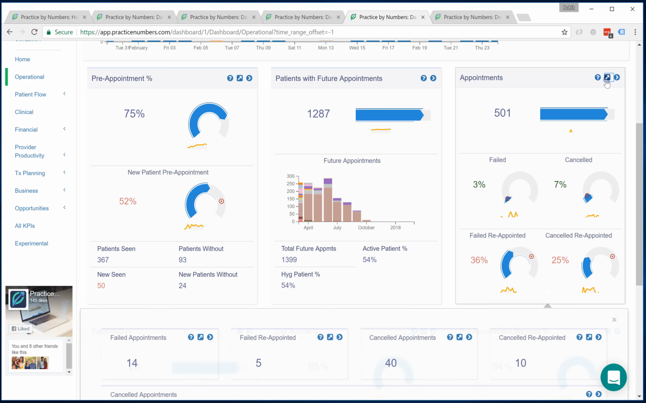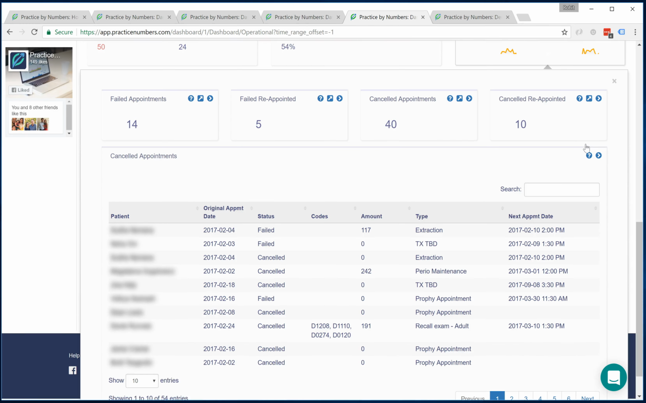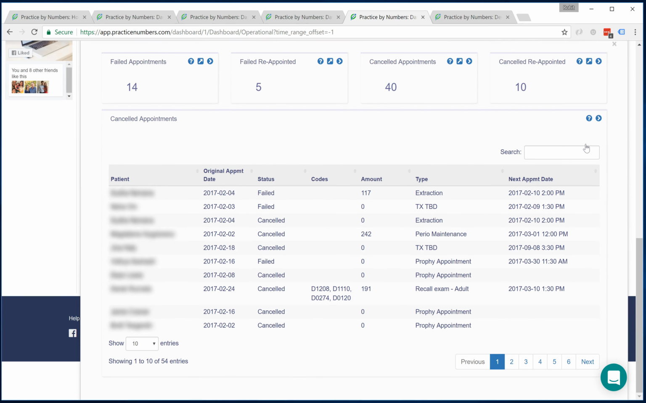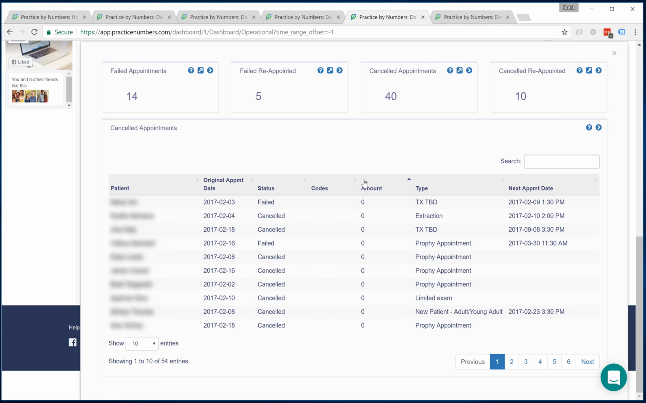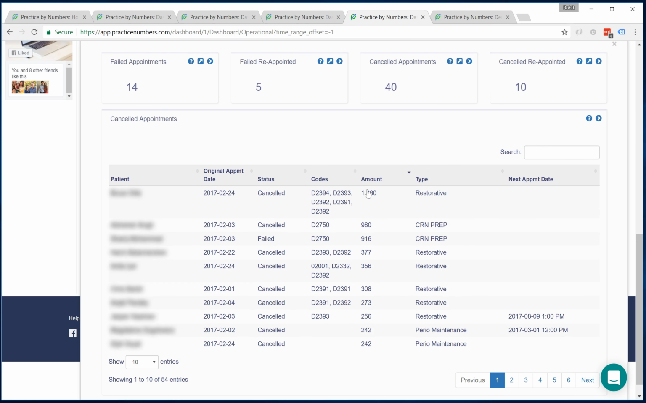And right here, clicking on this little slanted arrow gives you the list of every single failed and canceled appointment, whether it has been rescheduled or not. So if I sort by the dollar amount, here is a list of all these appointments that were productive appointments that have not been rescheduled. And it's up to you and your staff to call these patients back and get them back on the schedule.